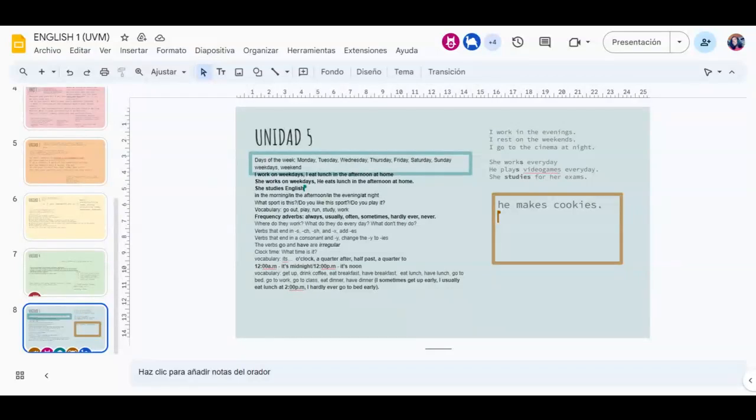Okay, you saw other kinds of grammar and vocabulary things, but let's return to the presentation just to go ahead with the things that we have to see today.